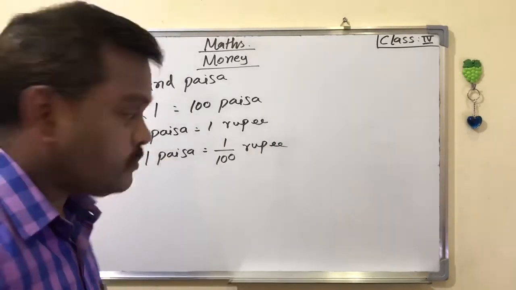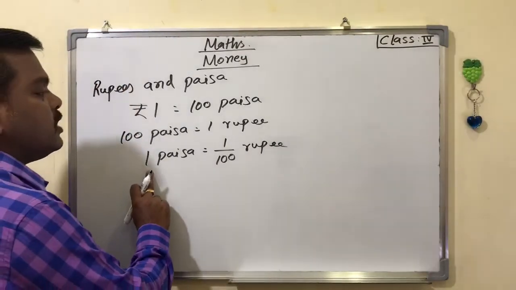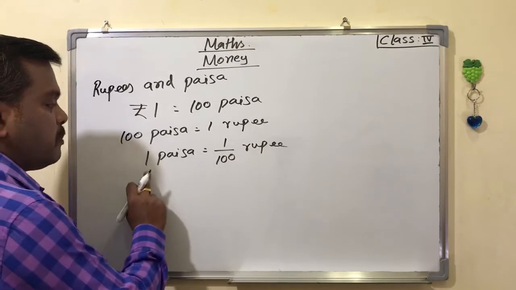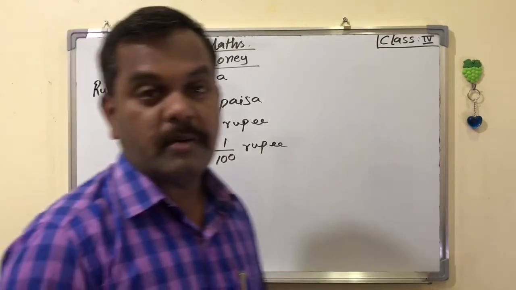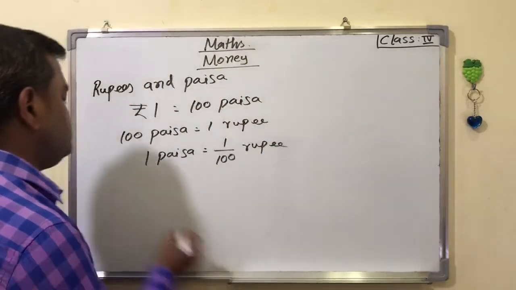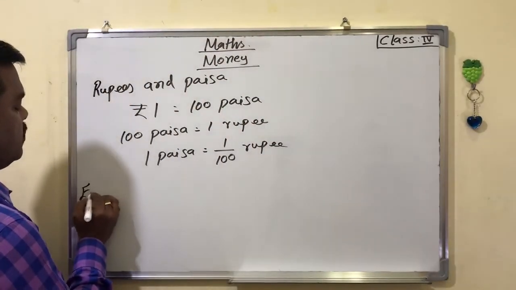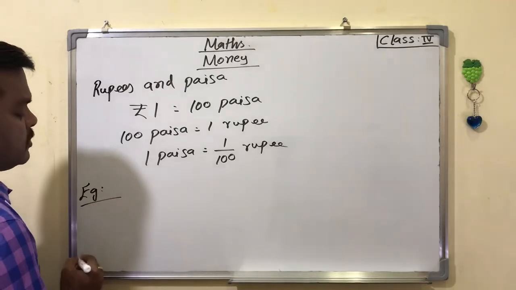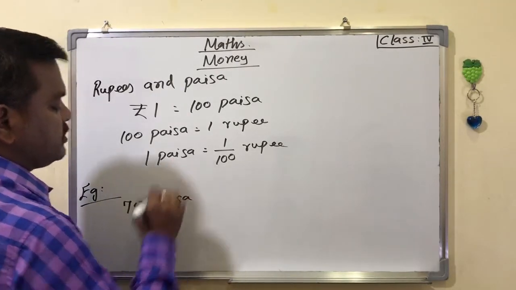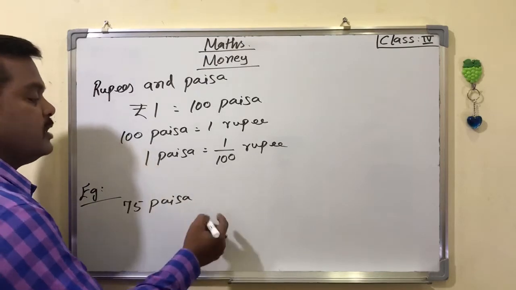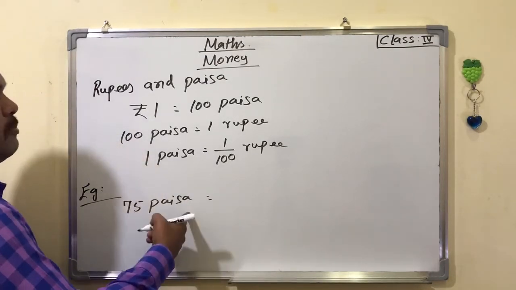Why did I write this? To convert paisa to rupees, you have to divide by 100. For example, see 75 paisa. Convert 75 paisa into rupees.